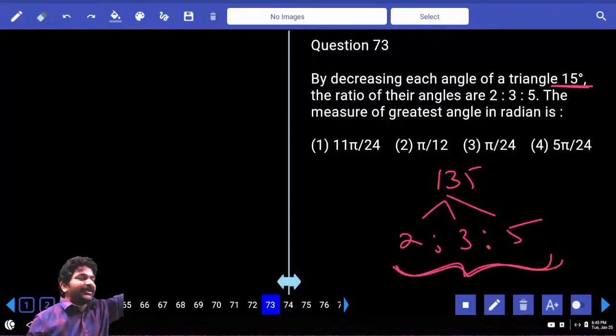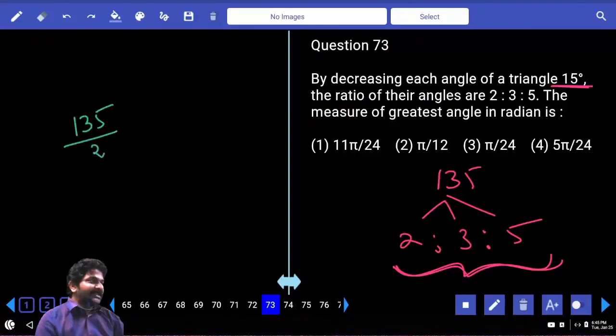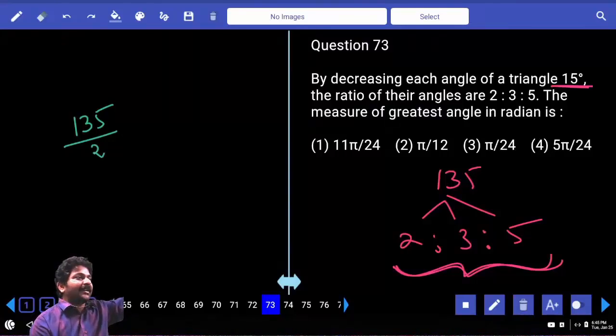Out of 10 parts, which one is the largest? 5 parts is the largest. That is exactly half, right? Exactly half. That is half of 135. This is the largest angle after 15 degrees is subtracted from each angle.